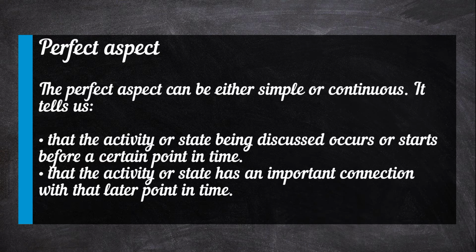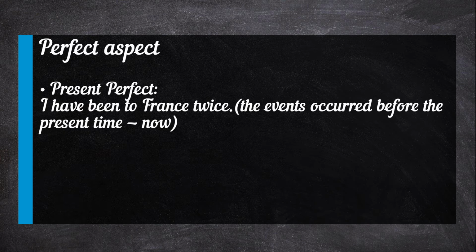The perfect aspect can be either simple or continuous. It tells us that the activity or state being discussed occurs or starts before a certain point in time, and that the activity or state has an important connection with that later point in time. Present perfect: I have been to France twice. The events occurred before the present time, now.